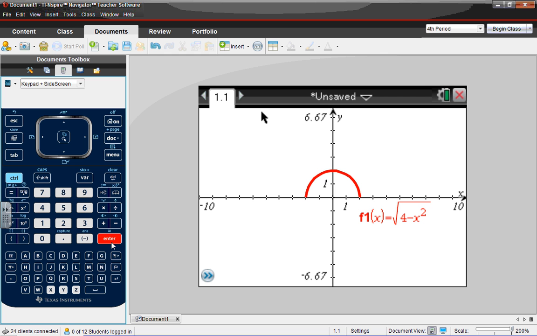Okay, type it in. 4 minus x squared. Now, this is my lovely little picture here.